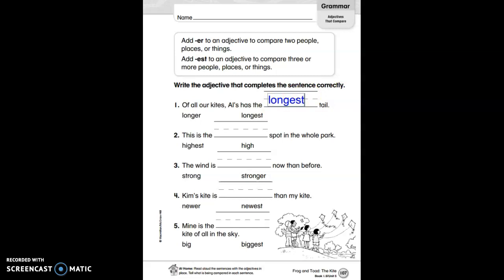Then look at number 2. This is the blank spot in the whole park. We have two words, highest or high. We're comparing three or more things. We're comparing this spot to the whole entire park. So we need to pick the word highest. This is the highest spot in the whole park.